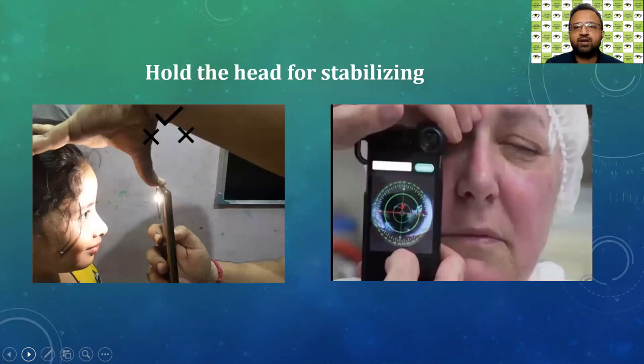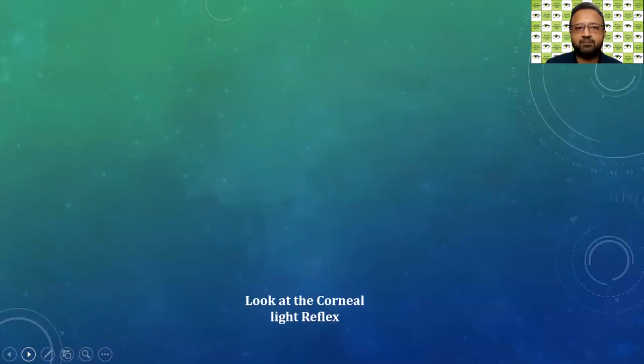But one thing, when we use this mobile device, we need to keep in mind that the head of the patient should be stabilized. Look at this picture: the head of the patient and my mobile position should be parallel. The mobile position should not be tilted. If it is tilted, it could give a chance to an error in my reference marking.